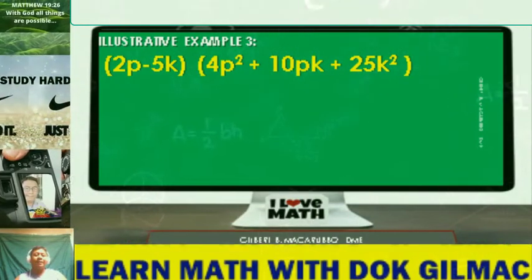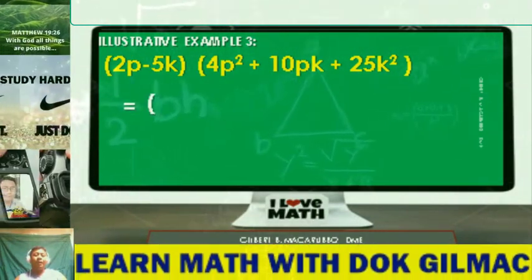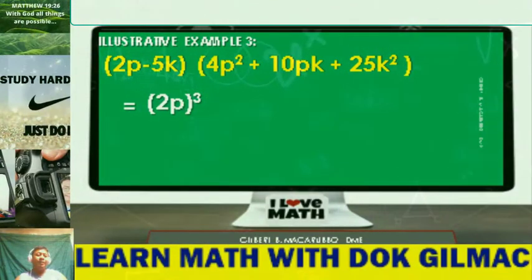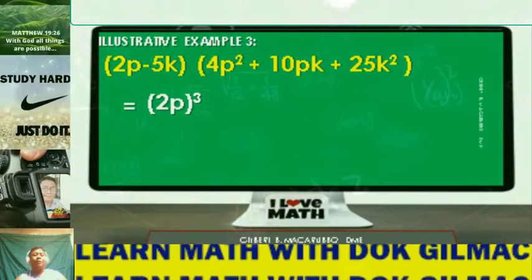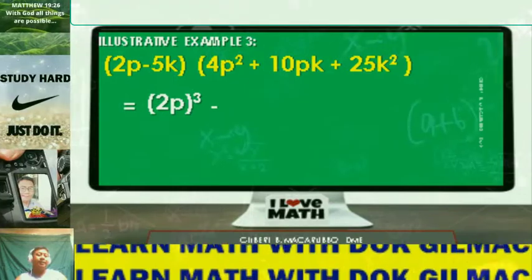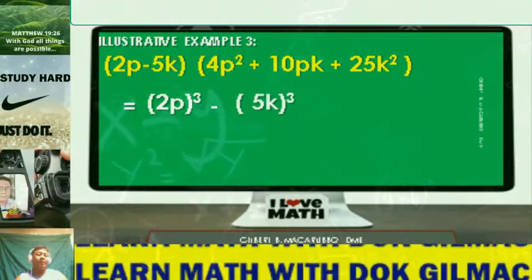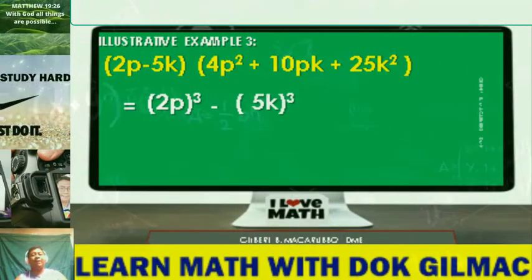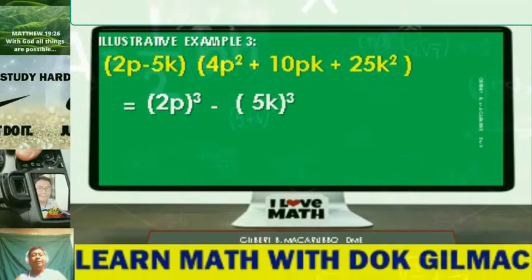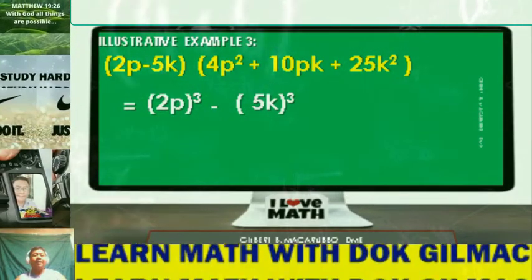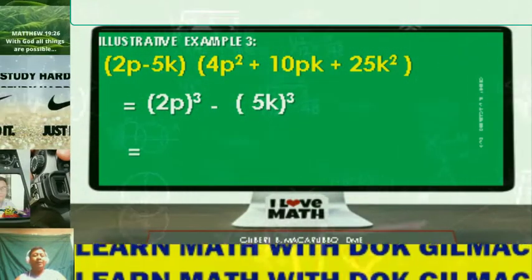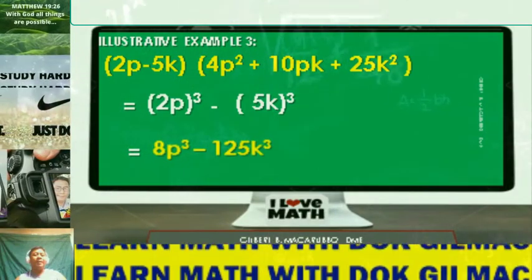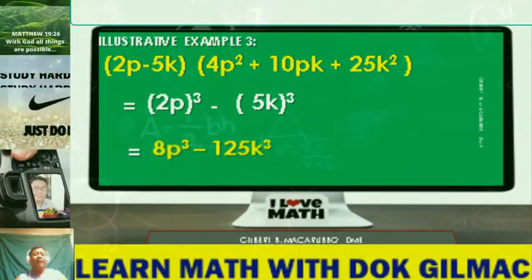Therefore, the product is just equal to the cube of the first term of the binomial, which is 2p, minus the cube of the second term of the binomial, which is 5k. Therefore, the product is just equal to 8p cubed minus 125k cubed.